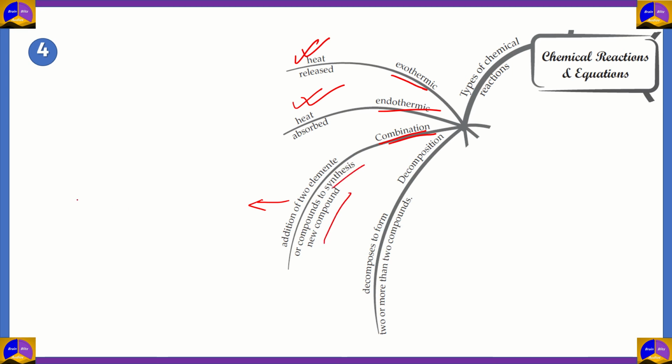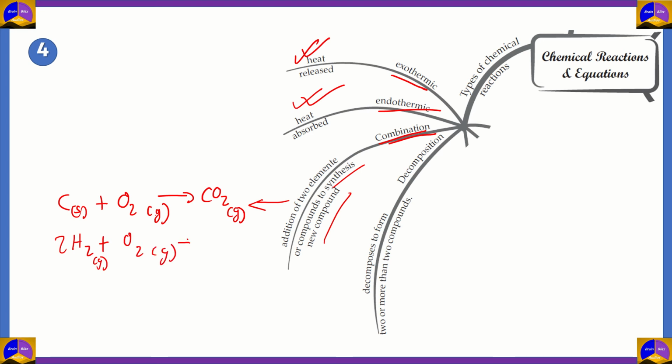An example for this will be the formation of carbon dioxide, the burning of coal. Carbon solid plus oxygen in gas gives us carbon dioxide, which is a gas. So this is a prime example of a combination reaction. Another example is the formation of water. 2H2 gas plus O2 gas would give us 2H2O. Again, all of these equations here are balanced. Water is liquid, hydrogen and oxygen are gases.